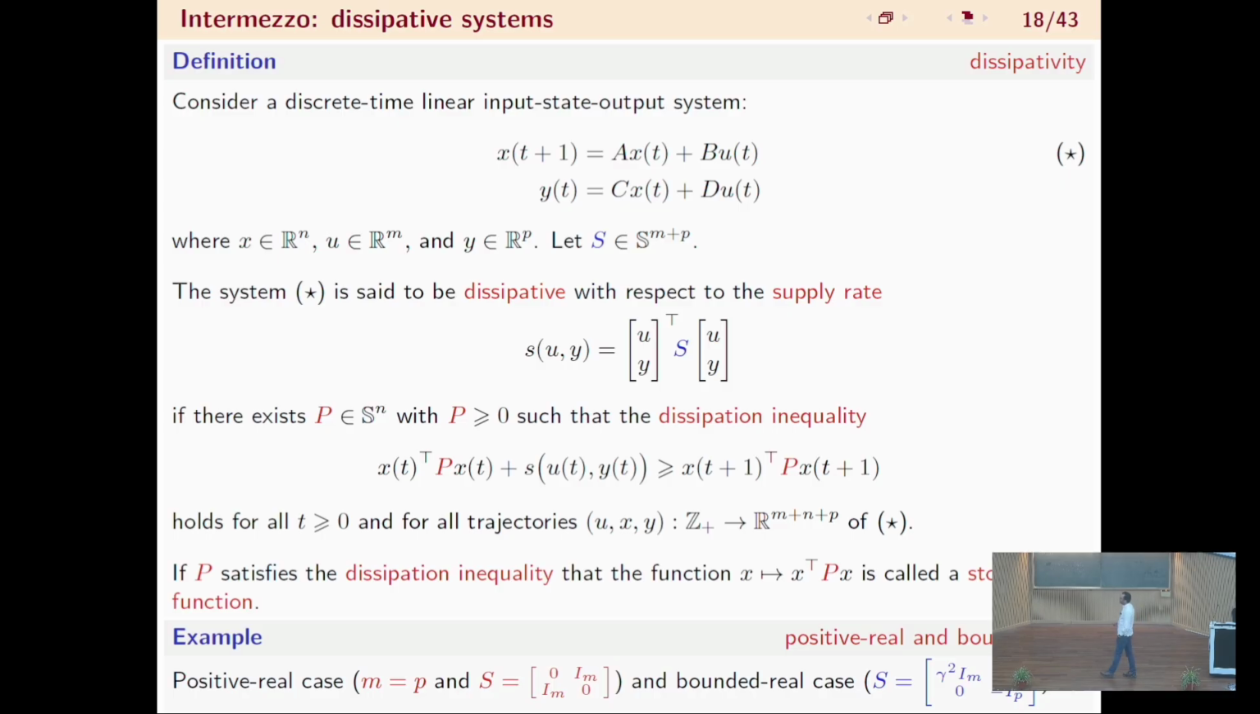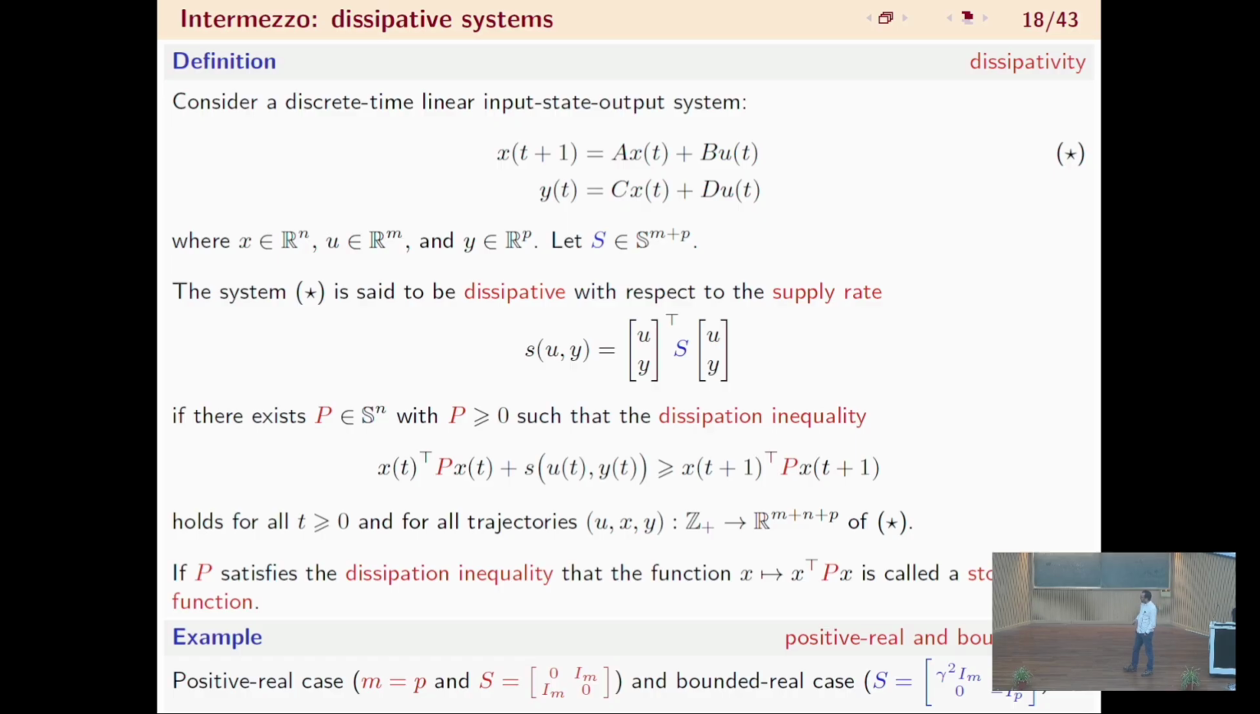So this is a story for the model-based case. I am given this system, I am given this supply rate, and I ask myself whether the system is dissipative with respect to that supply rate. And it is so if there exists a P satisfying the dissipation inequality.